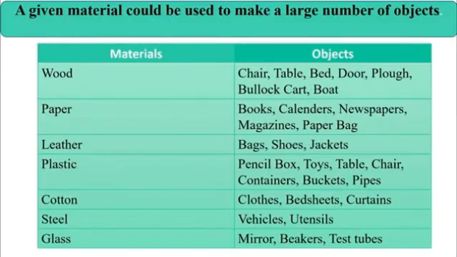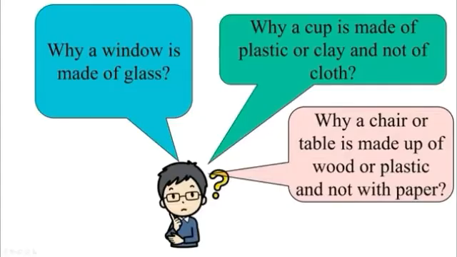Now we know that there is a variety of materials, and these are used to make different objects. But how do we decide that a particular material is required to make a particular object? Why is a window always made of glass? Why is a cup made of plastic or clay and not of cloth? And why is a chair or a table made of wood or plastic and not of paper? The answer to these questions is very simple. Based on the properties of materials, they are used for making different objects.